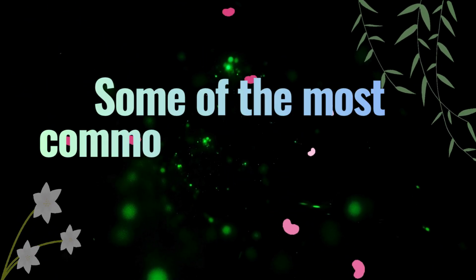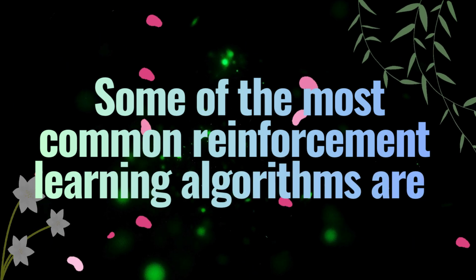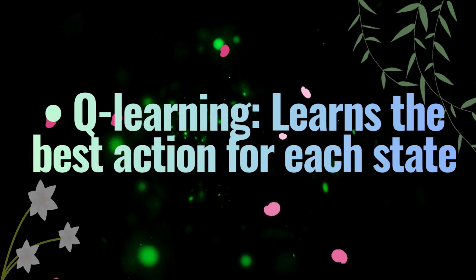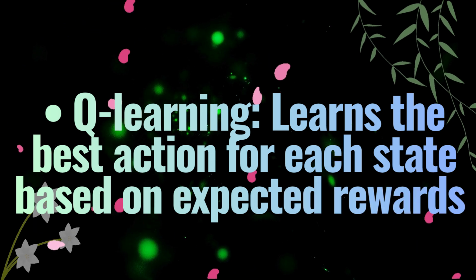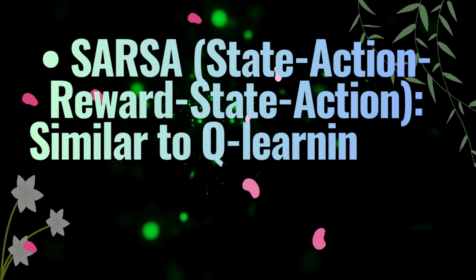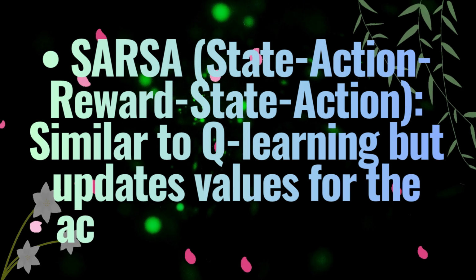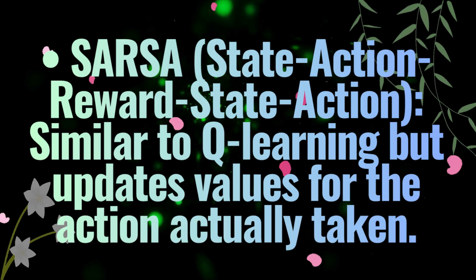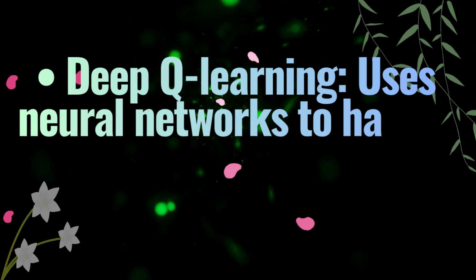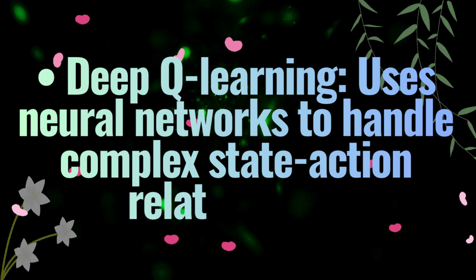Some of the most common reinforcement learning algorithms are Q-learning, which learns the best action for each state based on expected rewards. SARSA, state action reward state action, similar to Q-learning but updates values for the action actually taken. Deep Q-learning uses neural networks to handle complex state-action relationships.